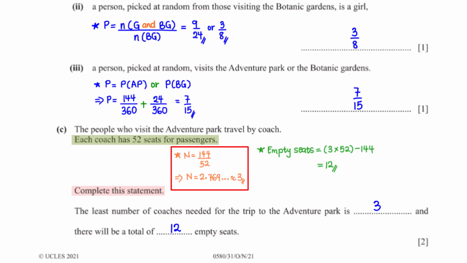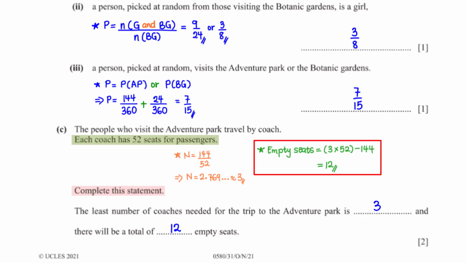To get the number of coaches needed, we divide 144, which is the number of people going to Adventure Park, by 52. This gives us 2.769. This means a minimum of 3 coaches would be needed. To get the number of empty seats, we subtract 144 from the total number of seats, which is 3 times 52. This gives us 12.